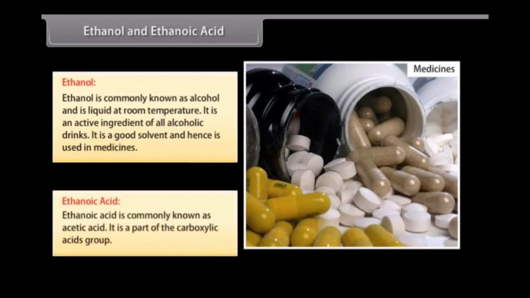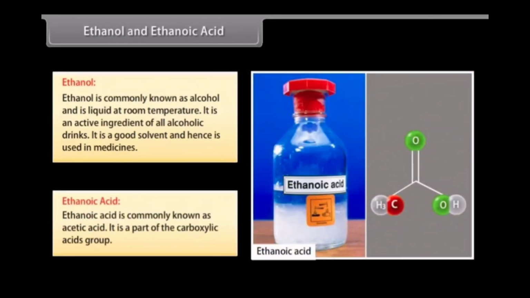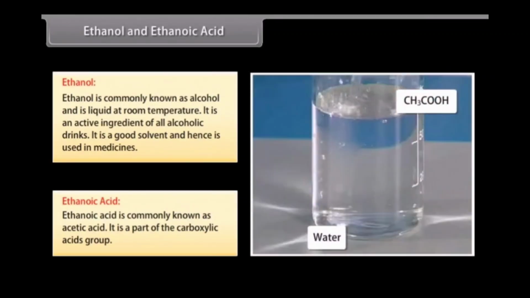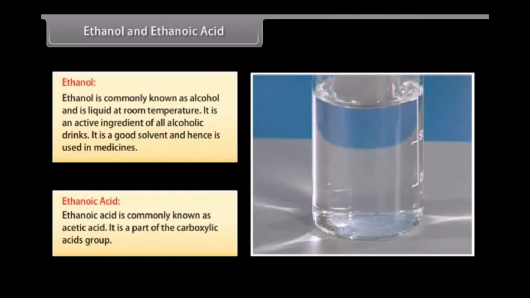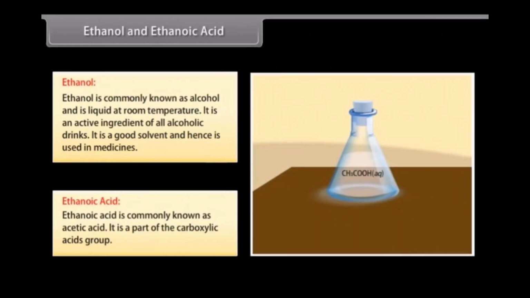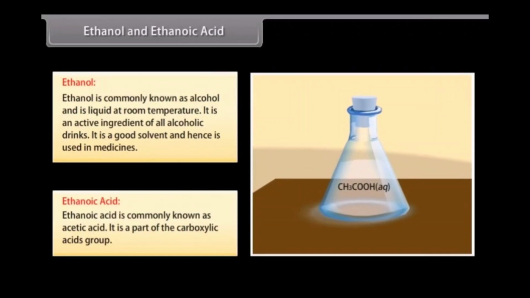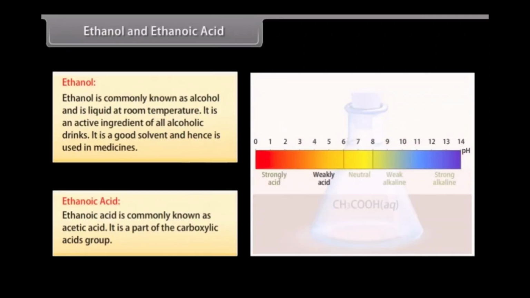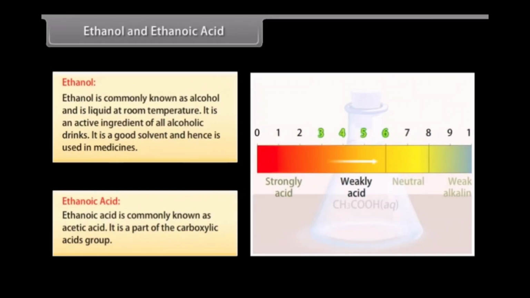Ethanoic acid. Ethanoic acid is commonly known as acetic acid. It is a part of the carboxylic acids group. When 5 to 8% solution of acetic acid is mixed in water, it forms a substance called vinegar. The melting point of pure ethanoic acid is 290 Kelvin. Because of this property, it freezes during winter and hence is also known as glacial acetic acid. Carboxylic acids are characterized by special acidity. However, as carboxylic acids are not fully ionized, they are weak acids.